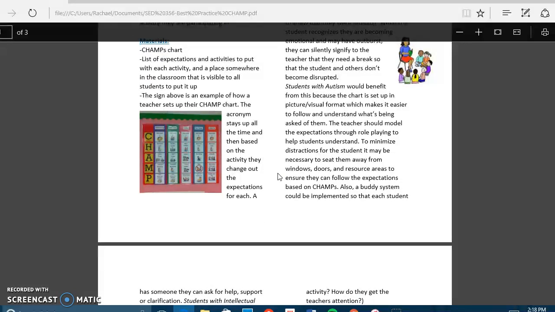To minimize distractions for the students, it might be necessary at times to seat them away from windows, doors, or other resource areas, just where there's a lot of noise happening. That way they can really concentrate on the expectation, trying to show that behavior that the teacher has asked of them.